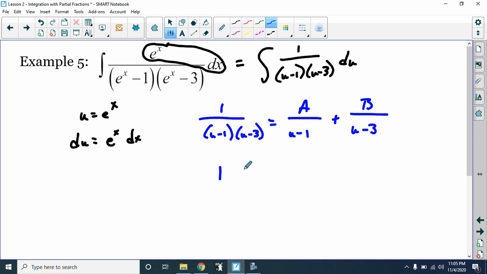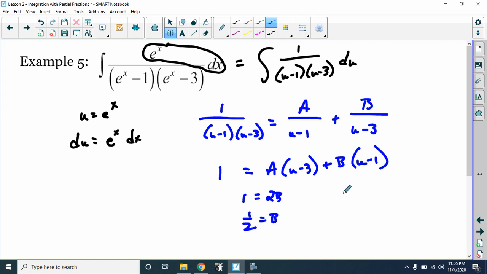Multiply through. And we're working with these u's here. I'm going to plug in 3 for u, would give me 2b equals 1. B is 1/2, and plug in 1. A would be -1/2.